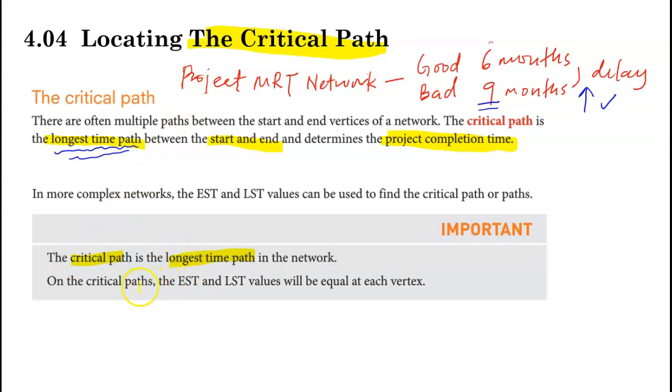How do you actually identify the critical path in the network? The earliest starting time and the latest starting time will be equal for each of the vertex on the critical path. So what does it mean here? That means the EST and the LST value for the vertex in the critical path will be the same. That is how you locate the critical path for the network.